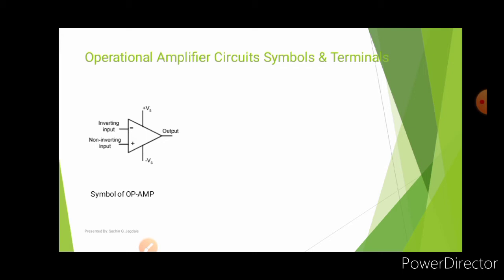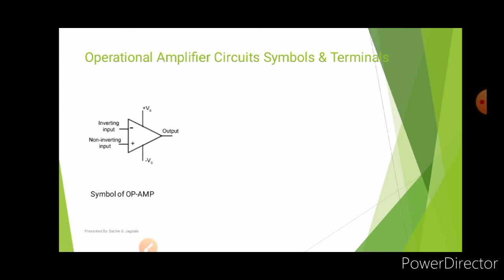Similarly, it has two more supply terminals. One is positive VCC, another is negative VEE. So it's a dual power supply requirement. This IC requires a dual power supply, though some ICs require a single power supply also, but most of the time we are using a dual power supply IC741, and one last output terminal. So looking at the symbol of op-amp, we directly recognize it has two inputs and one output terminal.